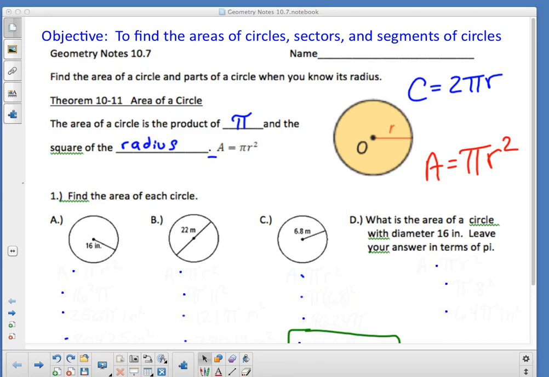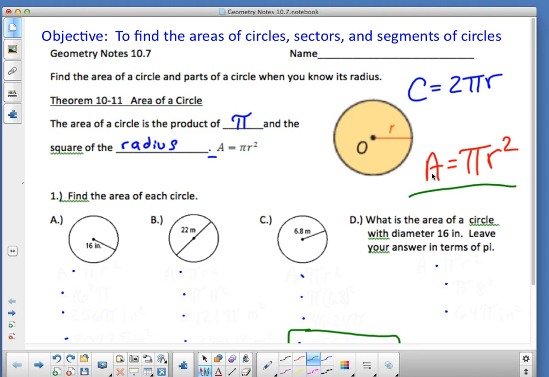So I've got circumference and area. We got those going on. This is area. This is circumference. They're very close in what's going on. You've got to make sure you know the difference between the two formulas. It's one of the most popular mistakes people will make on the test. They'll grab the wrong one.